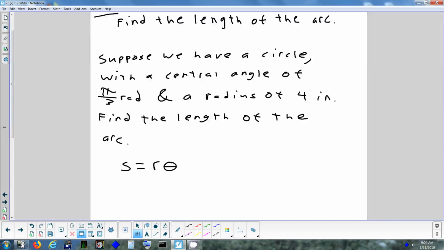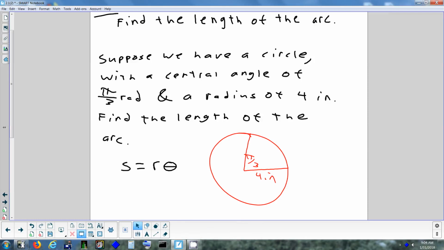So if you're a more visual person, you can draw this out, but really all you need is the formula. But if you're wondering what are we really finding? Well, draw an angle on a circle. The angle is pi over 3 radians. The radius of the circle, 4 inches. You are finding this. The length of the arc in black.